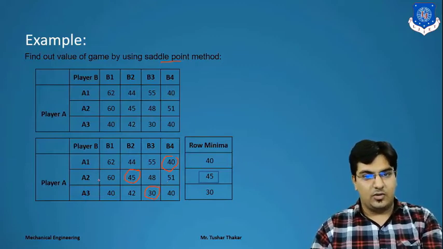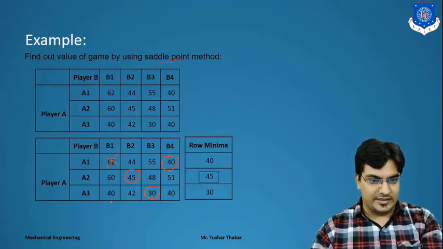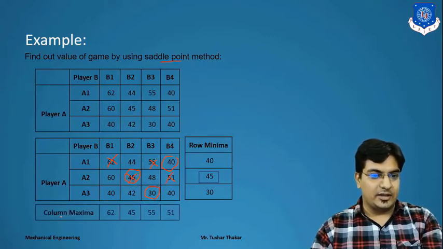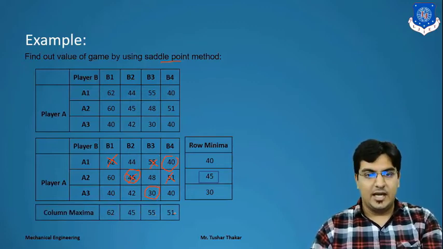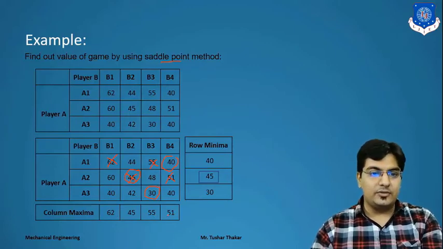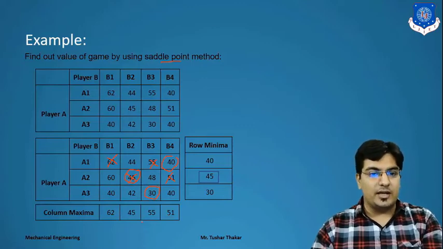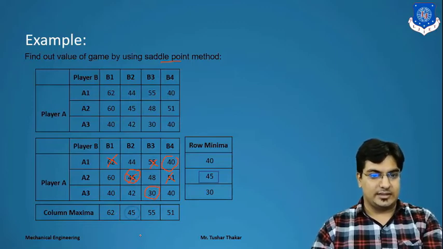Now we have to find the column maxima, the maximum value of each column. Here we can see the maximum value of the column is 61, here 45, here 55, here 51. All the values we put in the column maxima: 60, 62, 45, 55 and 51. Among all these values we enclose a circle on the minimum value of the column maxima. Here the minimum value is 45, so we enclose it in a circle.